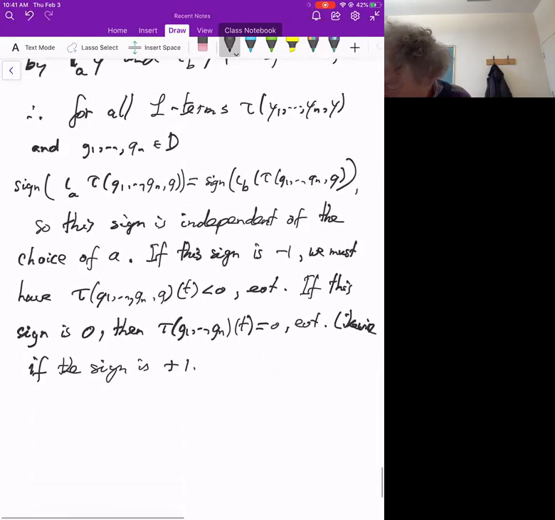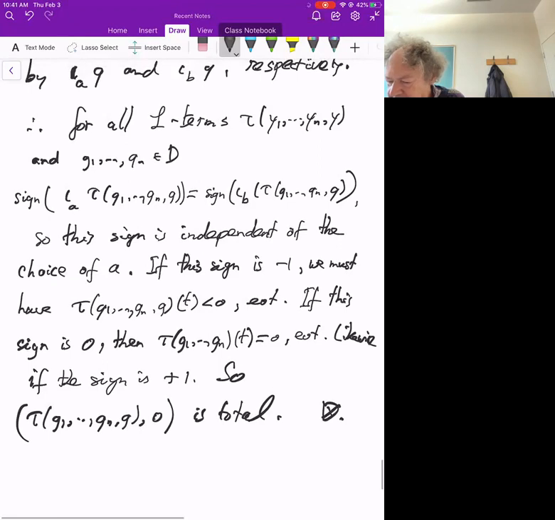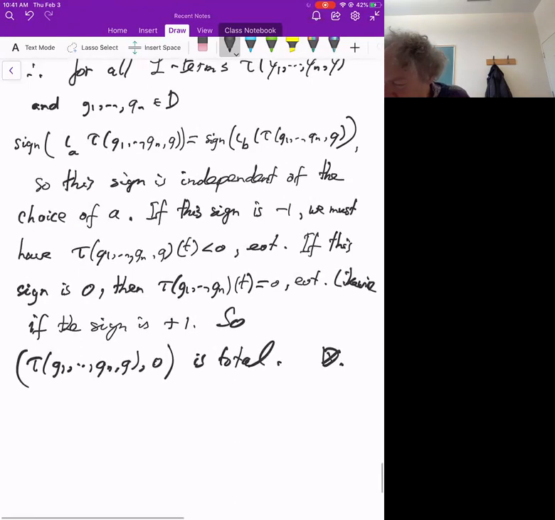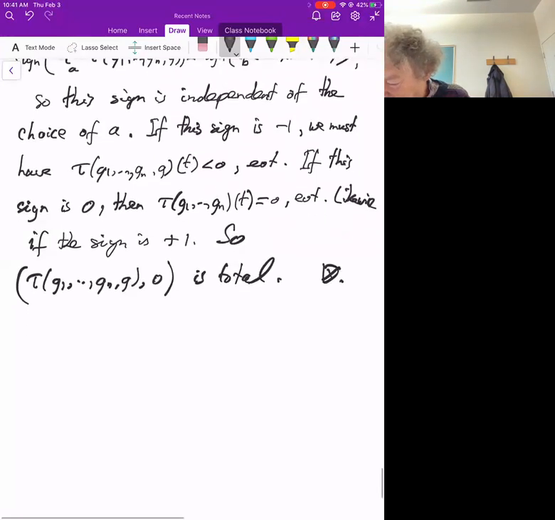Right. So tau of T1 up to Tn comma T is total, comma 0 is total, which is all we needed. So you see, again, this is a rather different argument from what we did for Hausdorff fields. And if you are used to model theory, it looks like you are almost doing nothing. Well, of course, you are exploiting o-minimality and facts about it.